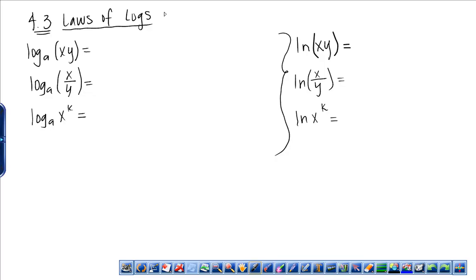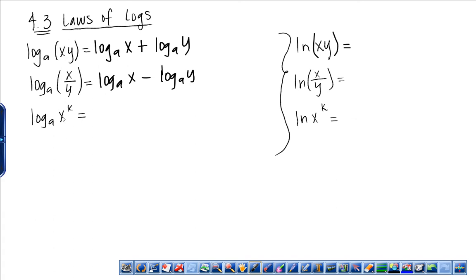This is 4.3 Laws of Logs, and I'm going to start off with some formulas here or rules that you should have seen before, and if not, you need to memorize them. Starting off with log base A of x times y, you are going to get log base A of x plus log base A of y. If you have log base A of x divided by y, that's going to be log base A of x minus log base A of y.